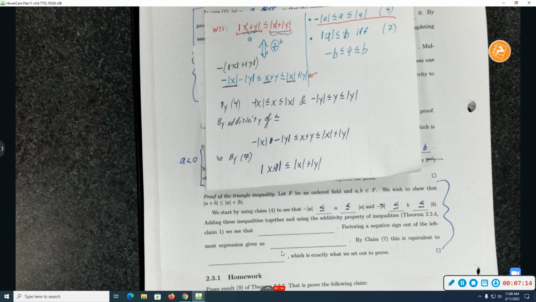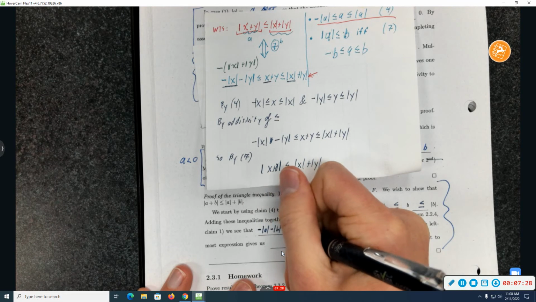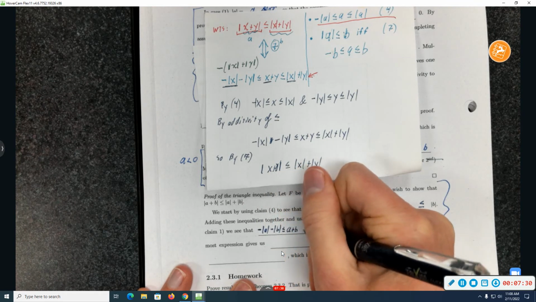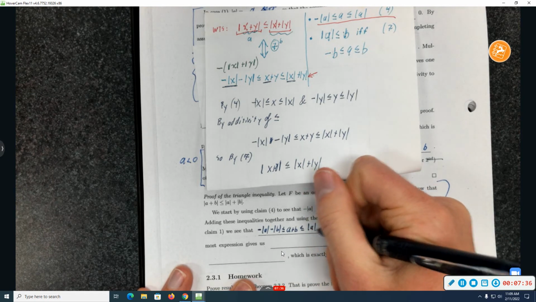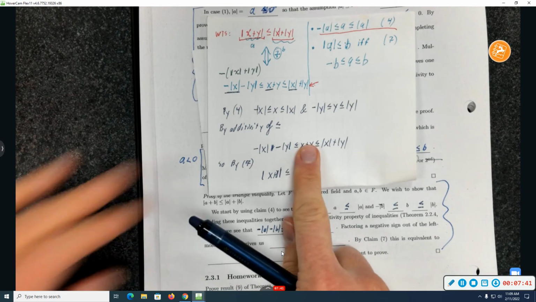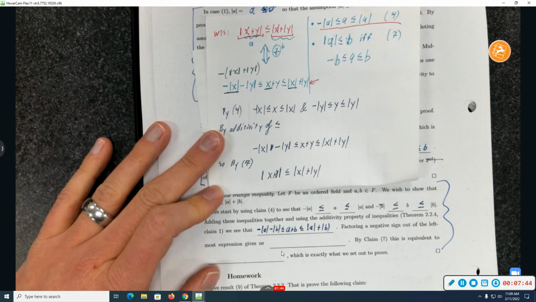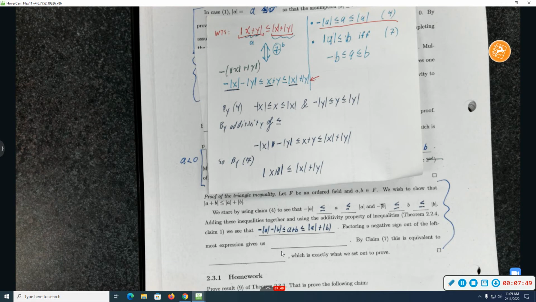We can add these inequalities and use the additivity property of inequalities. And apparently I have a reference for that. That's good. It follows that negative absolute a minus absolute b less than or equal to a plus b less than or equal to absolute a plus absolute b. And I guess we didn't do this step here, but it's written. So if you want to get it into the form that item 7 literally needs, then you need to factor out the minus sign. But that's easy to do.